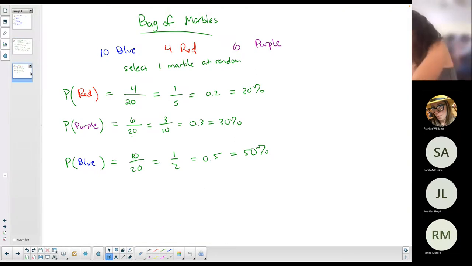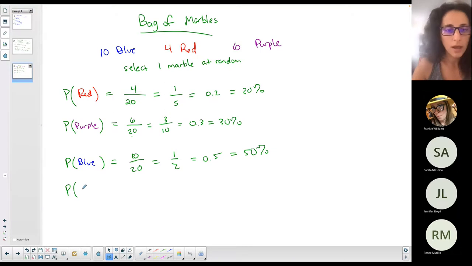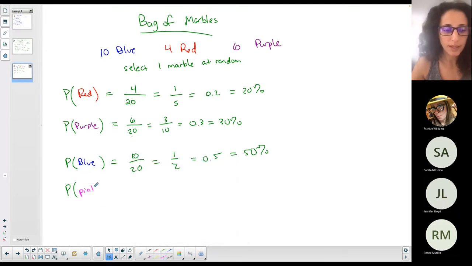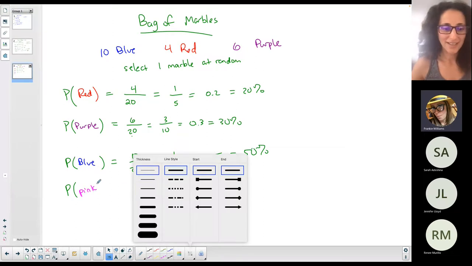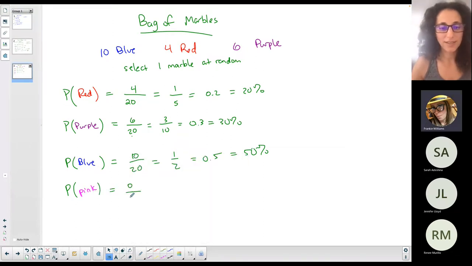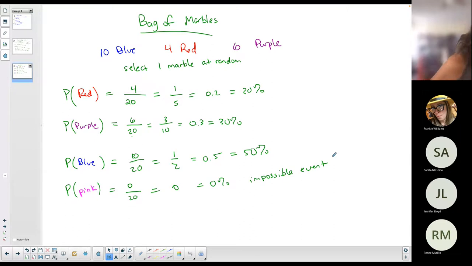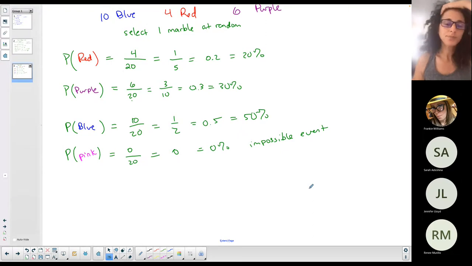Over here, what if I ask you for the probability of selecting 1 pink marble? Not certain. It's 0 pinks out of 20 total marbles. 0 happening. It's not happening. It's impossible. Mm-hmm. So what I call these basic probability concepts, right? We're selecting 1, no particular crazy stuff happening, right?